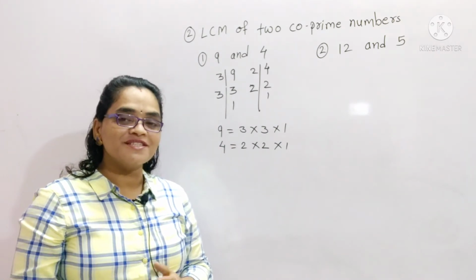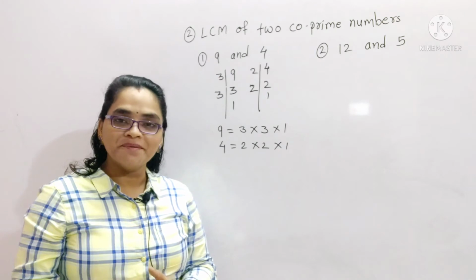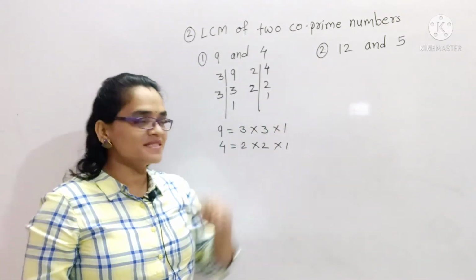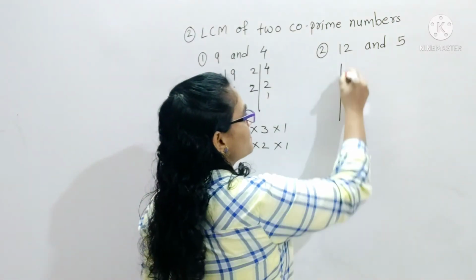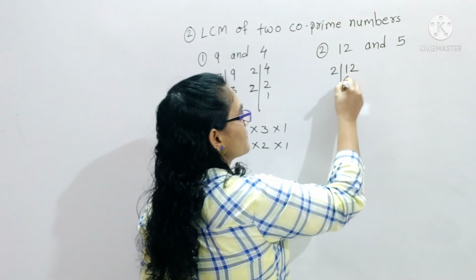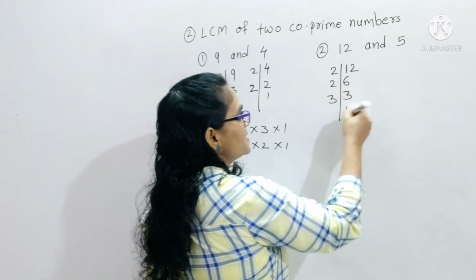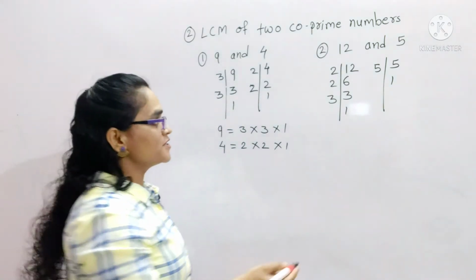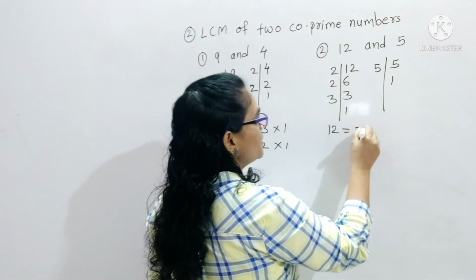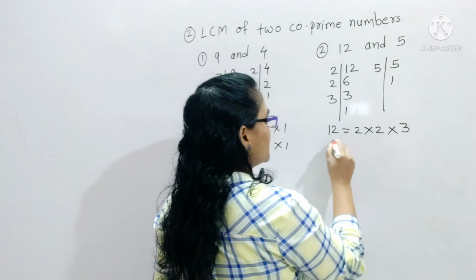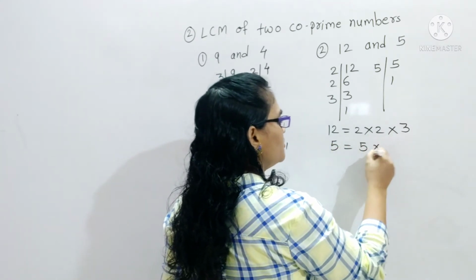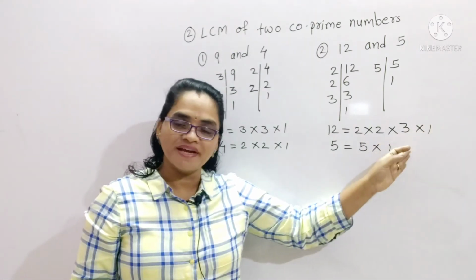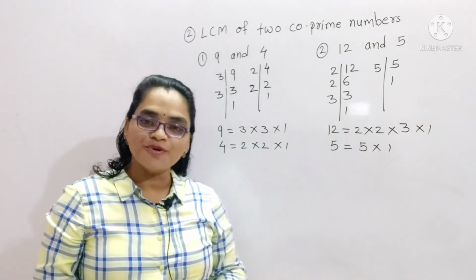In detail we have already discussed this in prime numbers. Now the same kind of numbers we have considered here, 12 and 5. Find its prime factors. 3 1s are 3 and 5, 5 1s are 5. Factors of 12 are 2 into 2 into 3 and factors of 5 are 5 into 1. Which is the common factor? Yes, 1 is the only common factor. So 12 and 5 are also co-prime numbers.